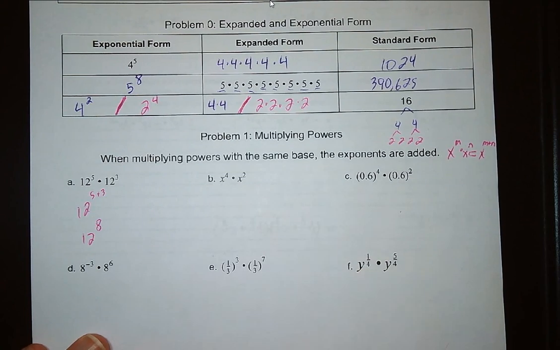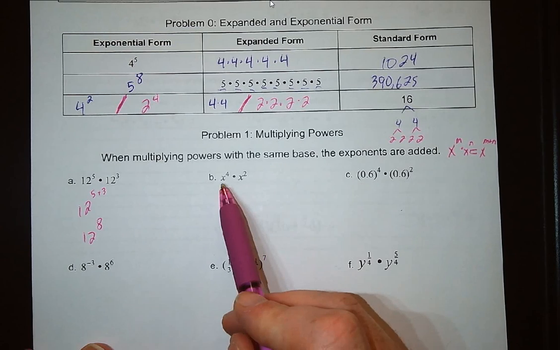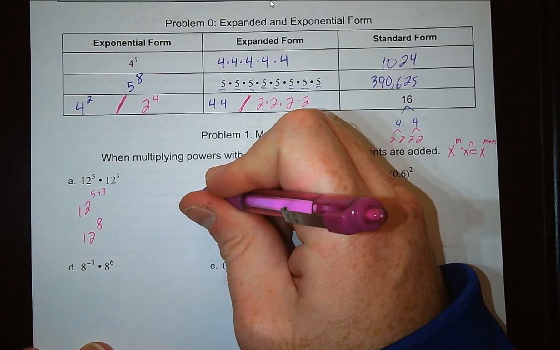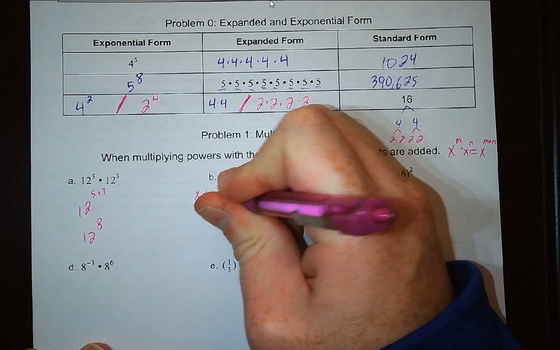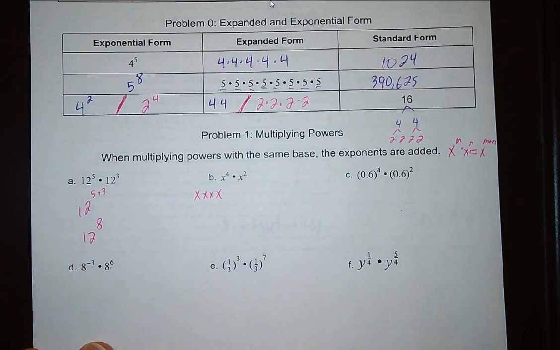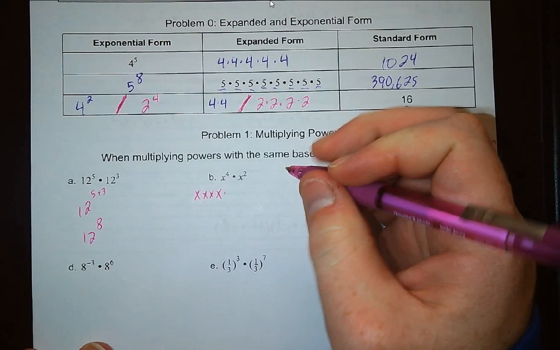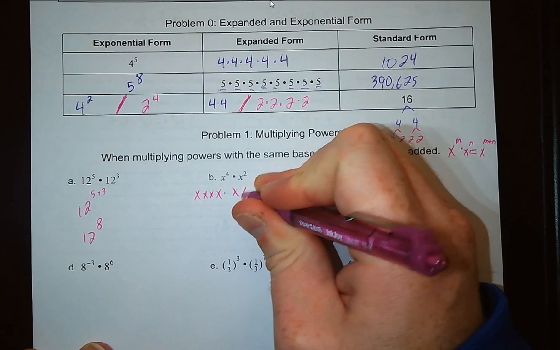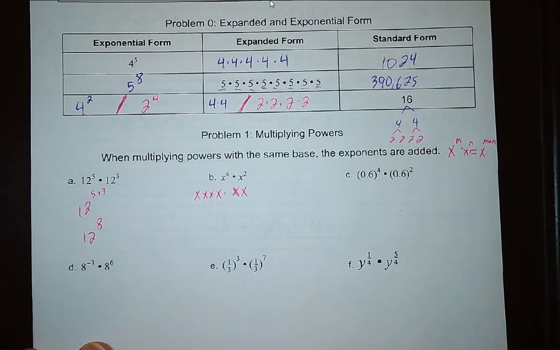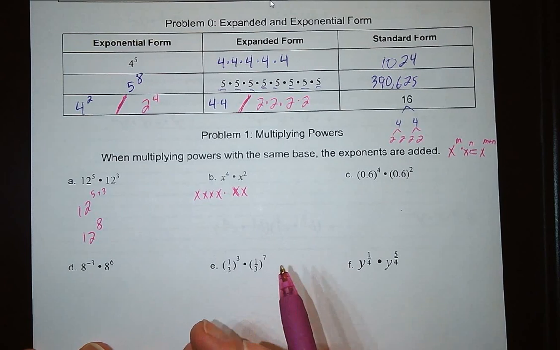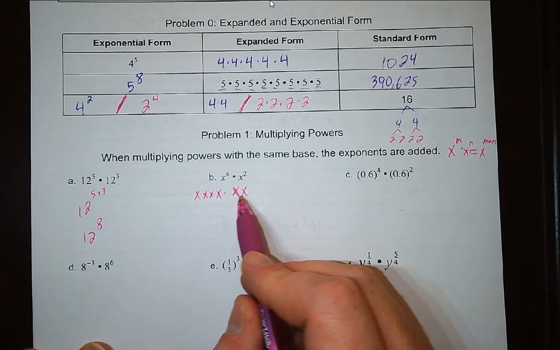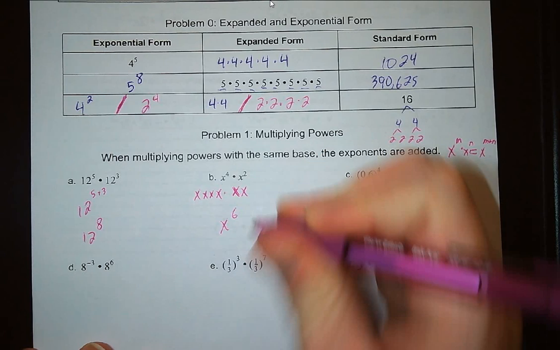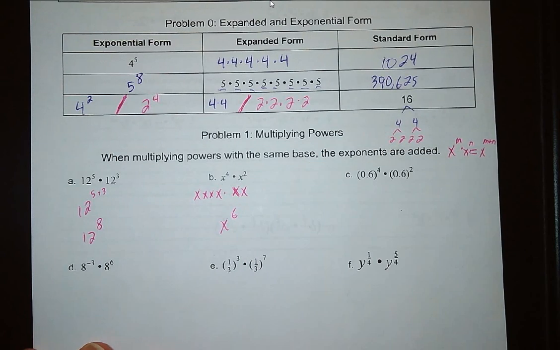So this would be a good one for me to show, just another way of explaining why we are adding these together. If we broke x to the 4th into its expanded form, it would be x times x times x times x. There would be 4 x's there. And we're multiplying that by x squared, which is 2 x's. How many x's do I have in total now? 4, 5, 6. X to the 6th power. Okay, so 4 plus 2 would be 6.